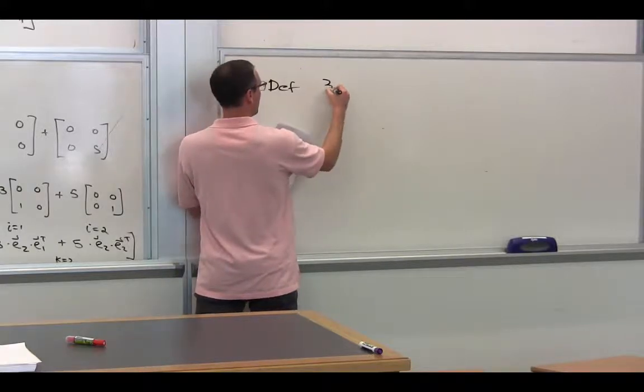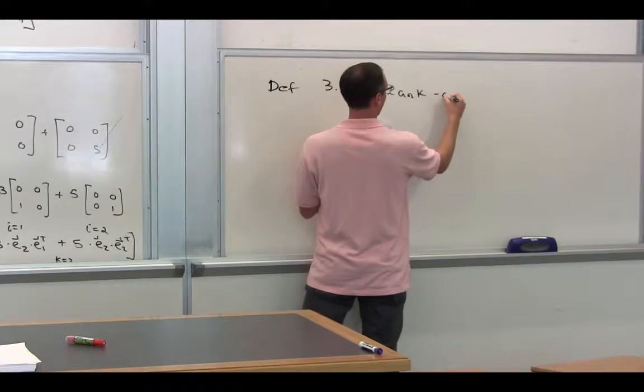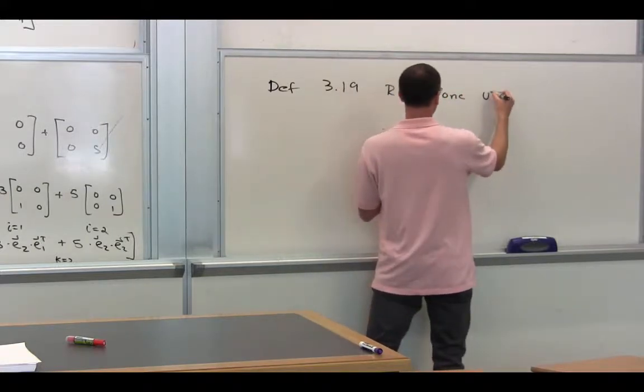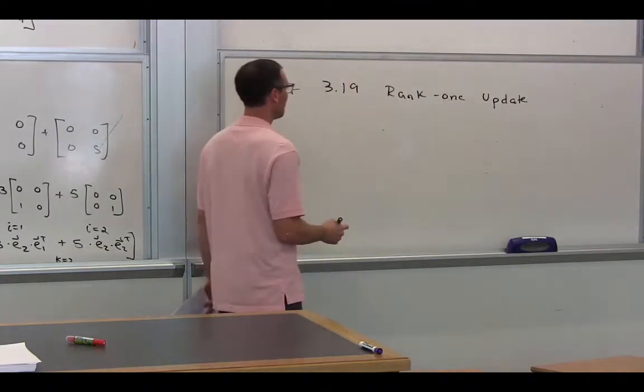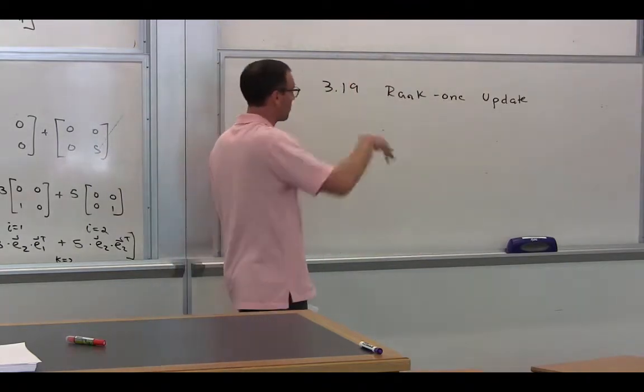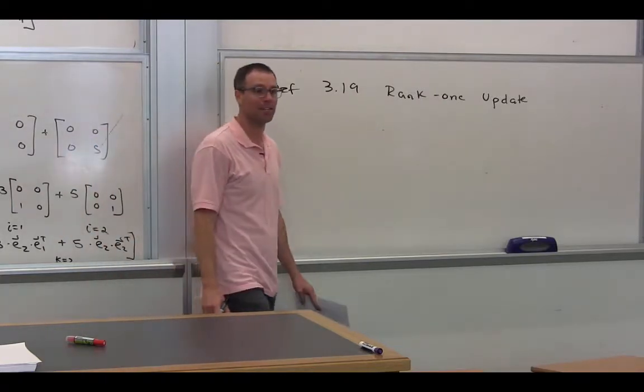This is definition 3.19. It's called a rank 1 update. This is really, really powerful. It exists in numerical optimization, BFGS. I've seen this in tens of fields of mathematics, in many, many different contexts, the idea of a rank 1 update.